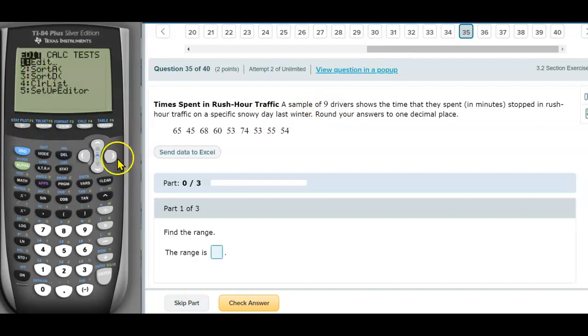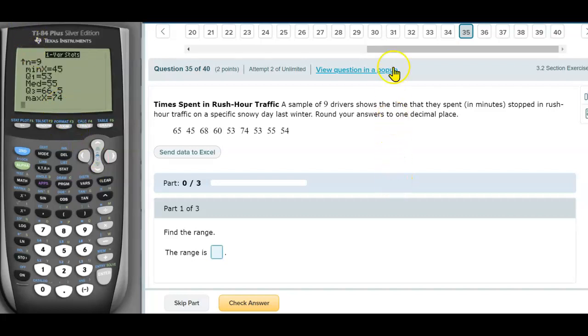So stat, you're going to go to calculate. You're going to select the first one, 1-Var Stats. The list is going to be L1 because that's where you plug in your data, and you skip the frequency. Calculate and enter. So the number that you want, the minimum, which is 45, and the maximum, which is 74.